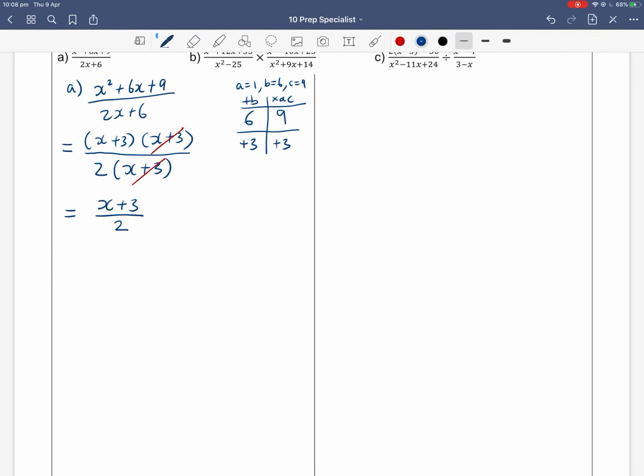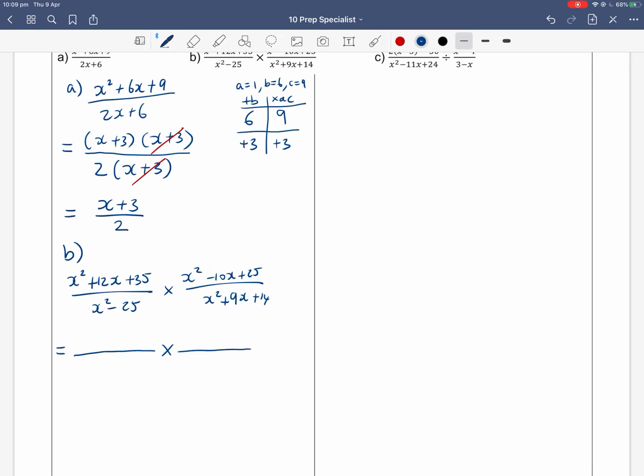Let's do part B. So B says we need to simplify x squared plus 12x plus 35 all over x squared minus 25 times x squared minus 10x plus 25 all over x squared plus 9x plus 14. So again, first factorize your top and bottom, and then we'll see if we can cancel anything in common.